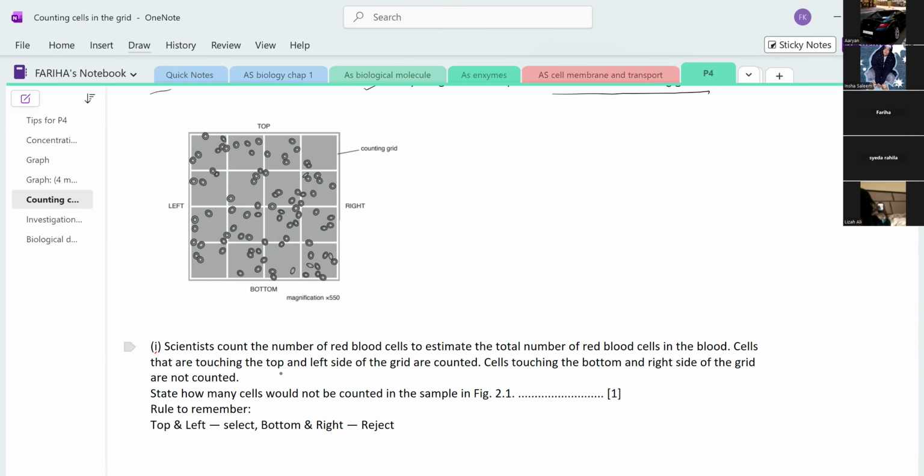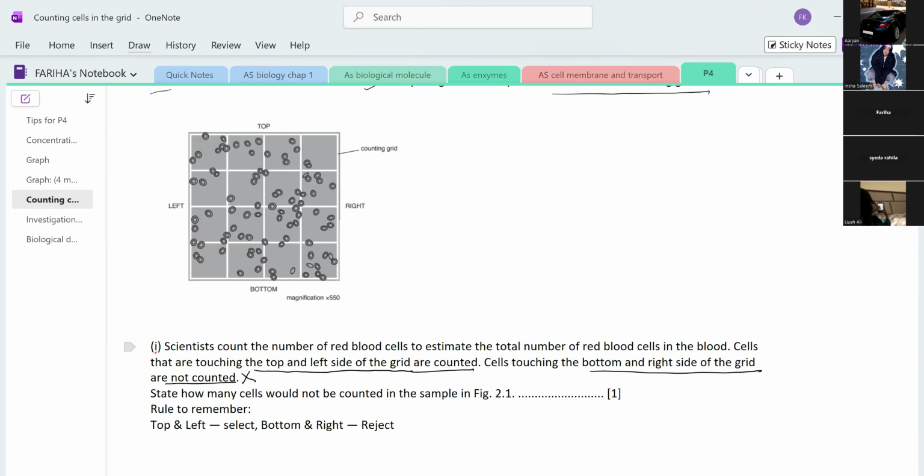Cells that are touching the top and left side of the grid are counted. Cells touching the bottom and right side of the grid are not counted. Only the cells touching the top and left side of the grid are counted, right?